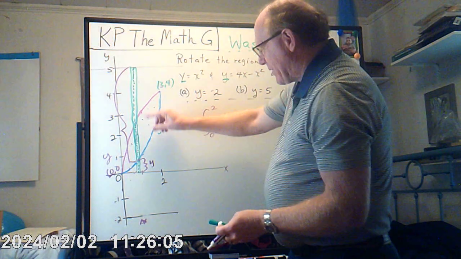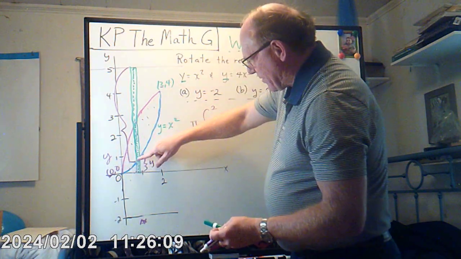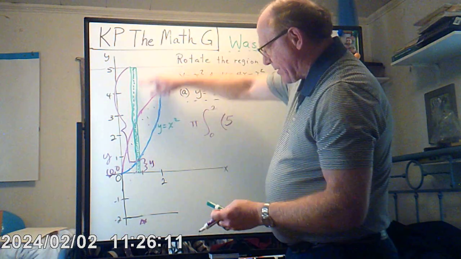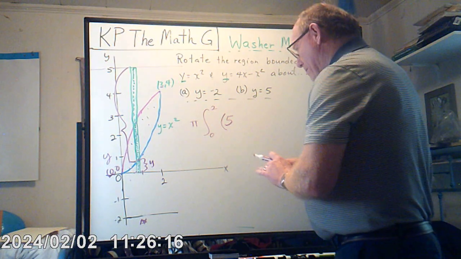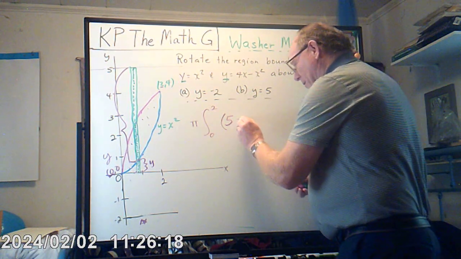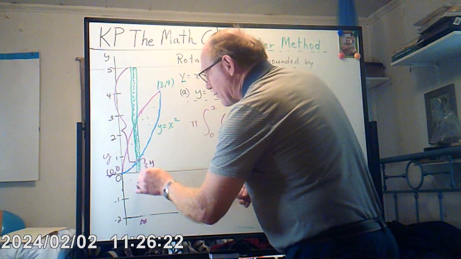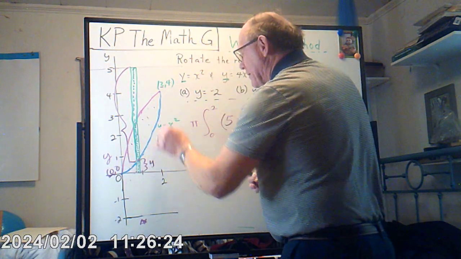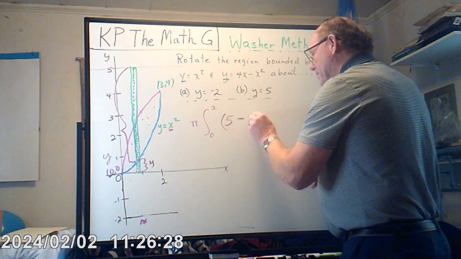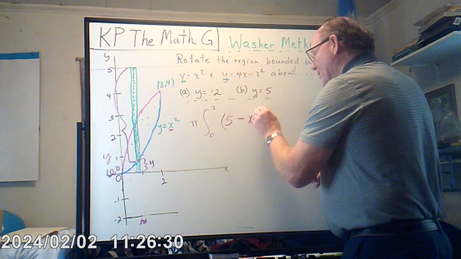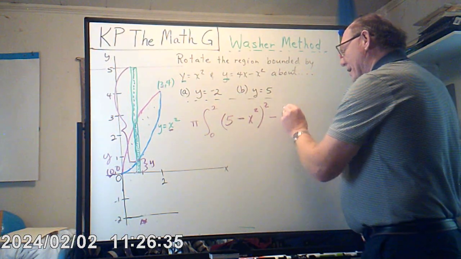Makes sense, doesn't it? So this is y here. I want to take this y away. I want the rest of this right here. I just want this. So that is 5 minus this blue y right here, the blue line, that's x squared. So 5 minus x squared. Square that. And I know I'm subtracting.